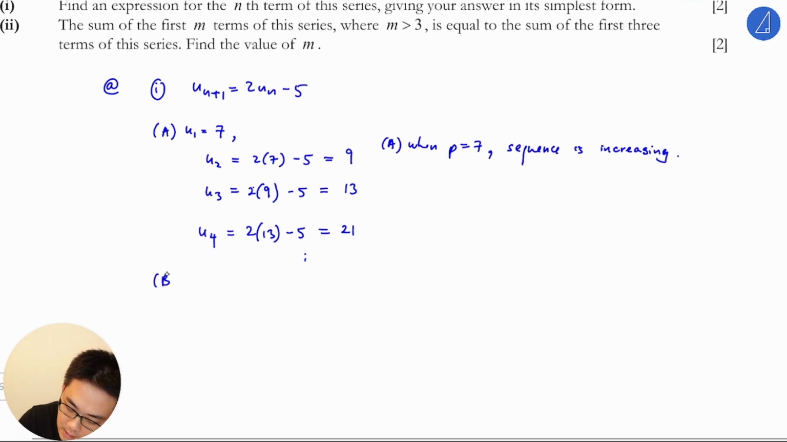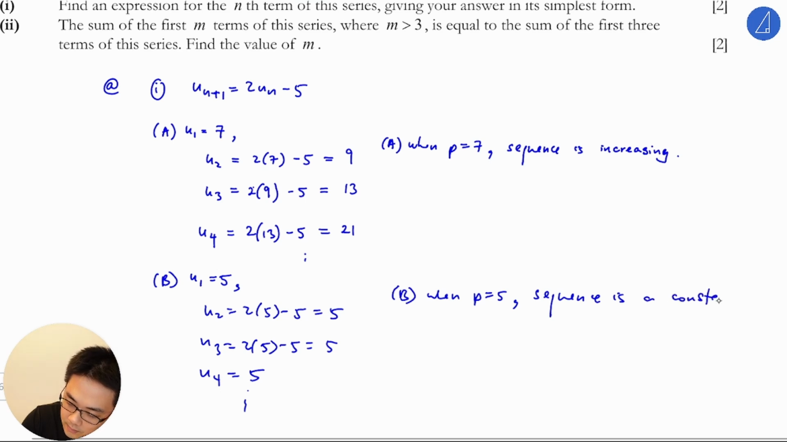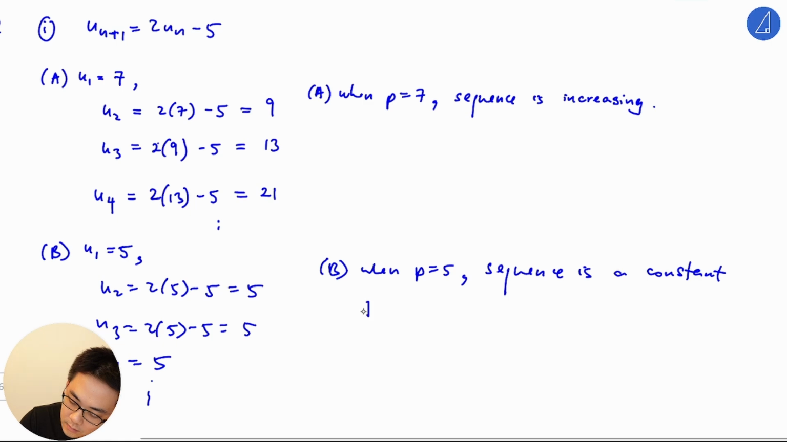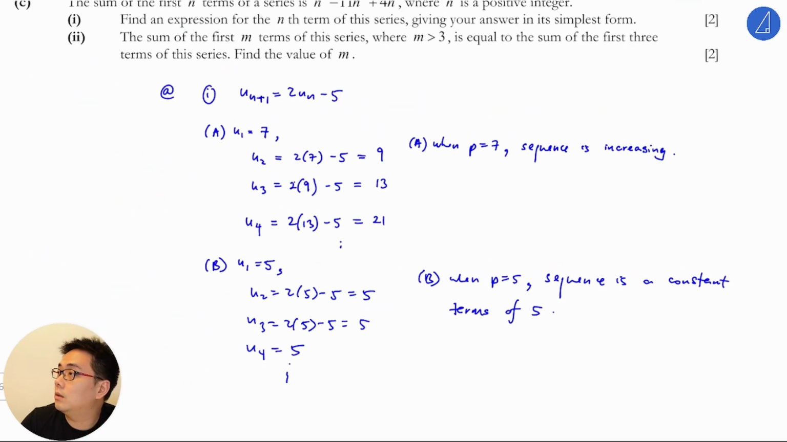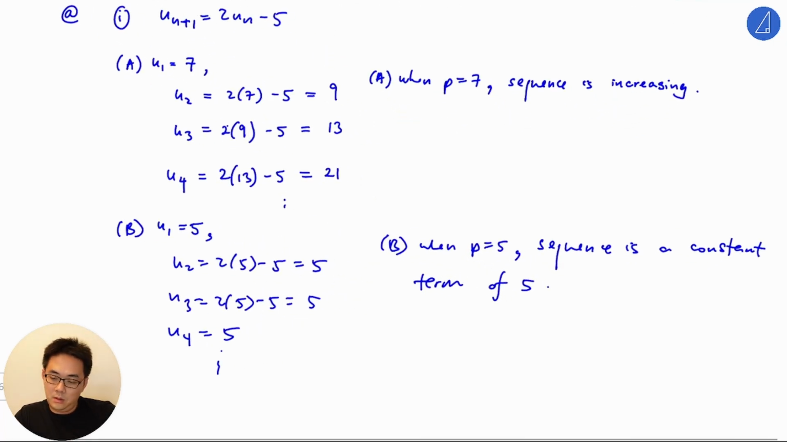Then B, U1, they give you 5. This is an interesting one. Like I say, you twice the current number minus 5. So you know that this will be a constant term because U2 will be twice of 5 minus 5, you get back 5. U3 will be twice of the previous term, which is 5, minus 5, you get back 5. Everything just keeps getting 5. So for B, when P equals 5, the sequence is a constant sequence.